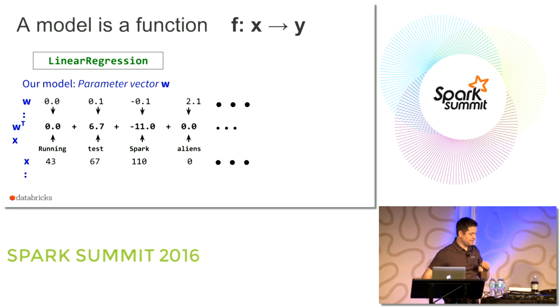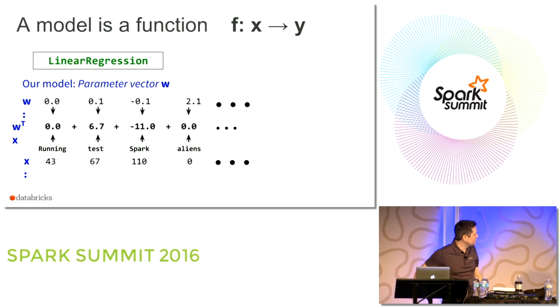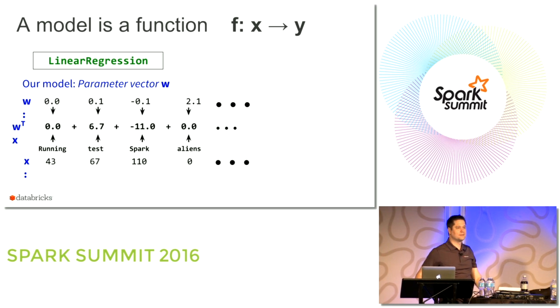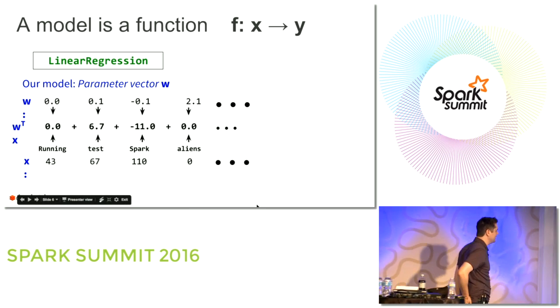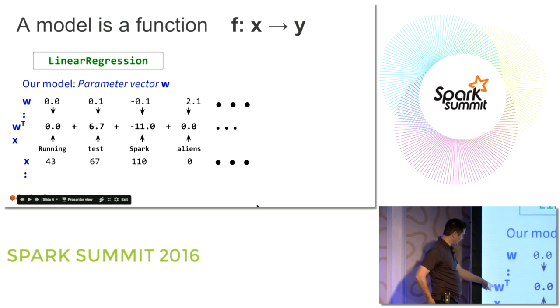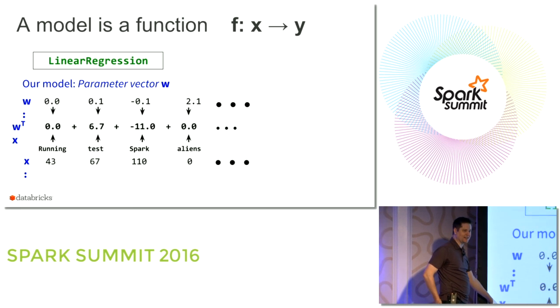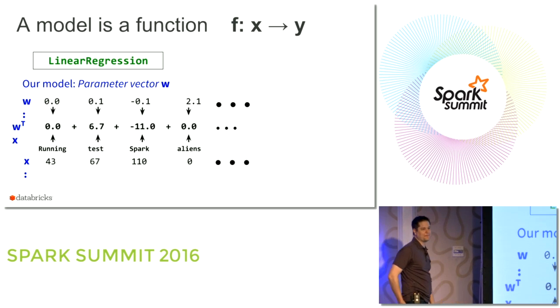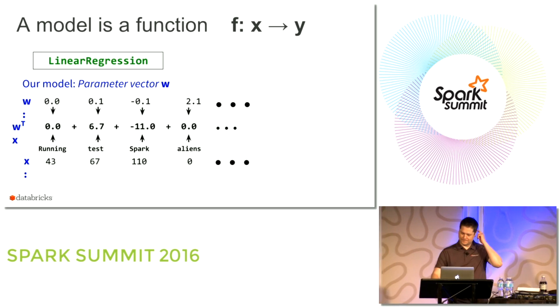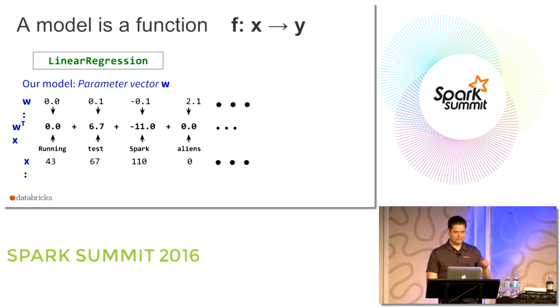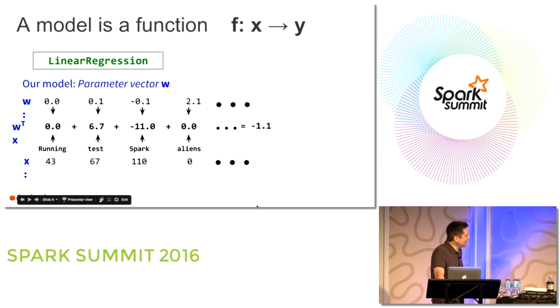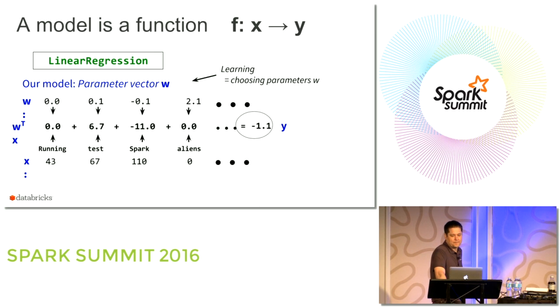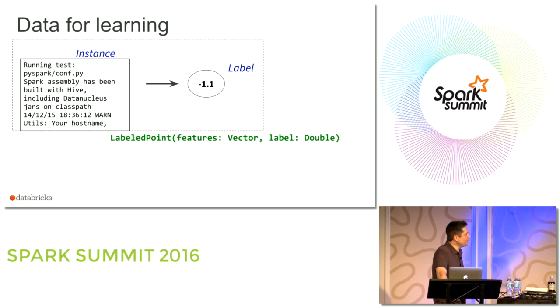Question? Say again? That is transpose. So what's the superscript T? This is W transposed times X, so it's a dot product. Yes. And then I add it all up, and I get the result. So it's all about choosing the right weights, which is machine learning.